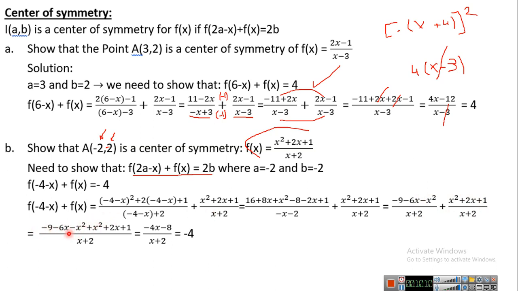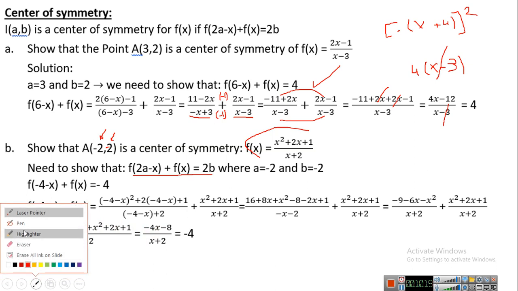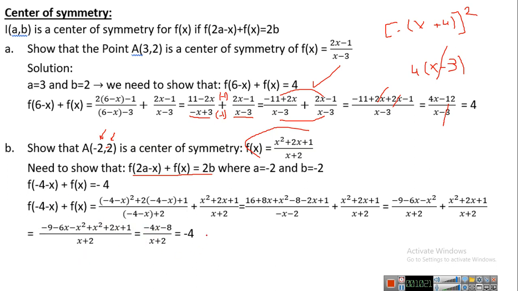So minus x squared plus x squared cancel out. You have minus 6x plus 2x, minus 4x. And then here you can factor out minus 4. You're going to get x plus 2 over x plus 2. So it's minus 4, which is what I want to show. So this is concerning the center of symmetry.